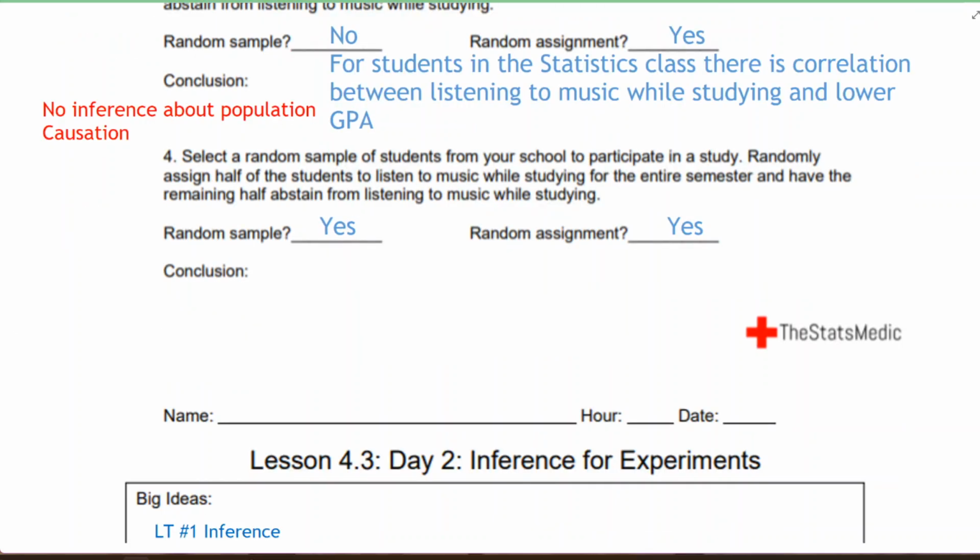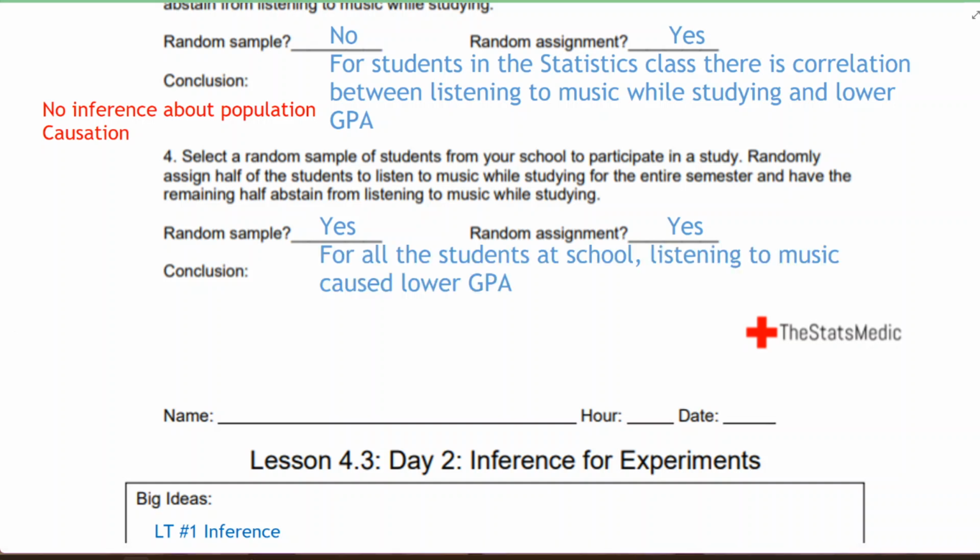And since yes and yes, we can generalize, we can make an inference about the entire population of the school, and we can show cause and effect. So the results of this study will show causation for the entire school, provided that we got statistically significant results.